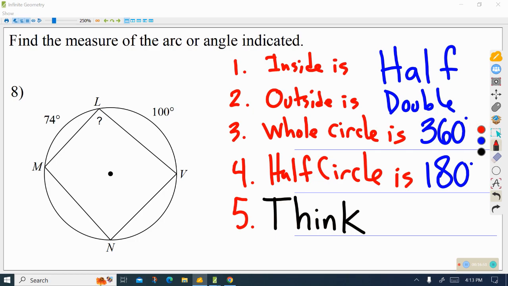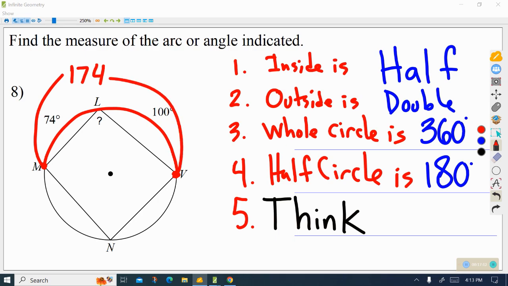What I mean by think in this case is that we should realize, okay, the only numbers that I have at all are over here. And they happen to be these two adjacent arcs, right? And by adjacent, I mean they're right next to each other. And so I could see if I added them up, okay, the whole arc, MLV, would be equal to 174 degrees. And then I could see the way that gets intercepted by this angle right here, okay?